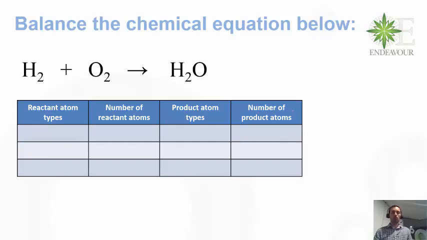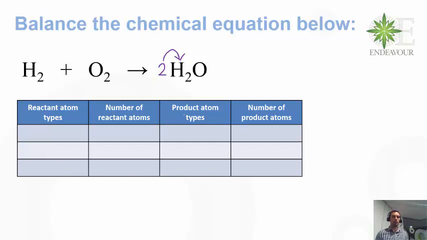Okay, so I'm going to start with the oxygen. So we have 1 oxygen on this side and 2 oxygens on the reactant side. So it's logical that I would try and put a 2 in front of the water molecule here, because that's the only way I can get more oxygen atoms on the product side to match the oxygens on the reactant side here.